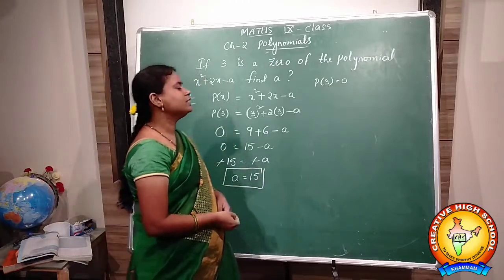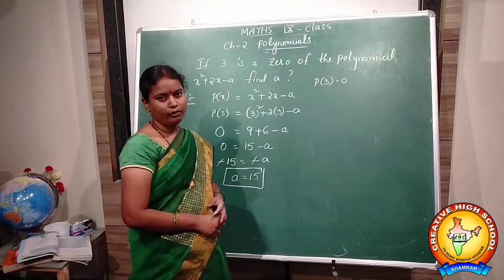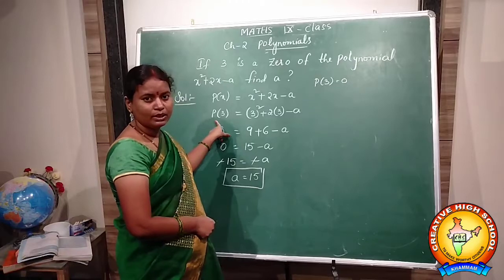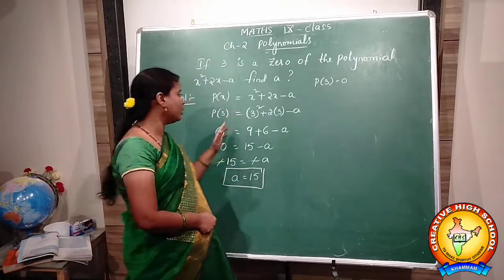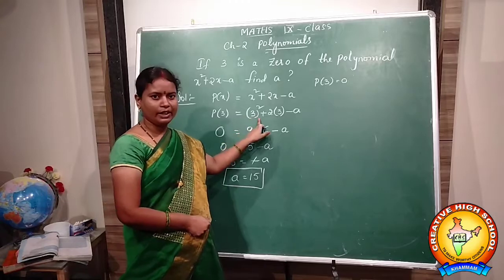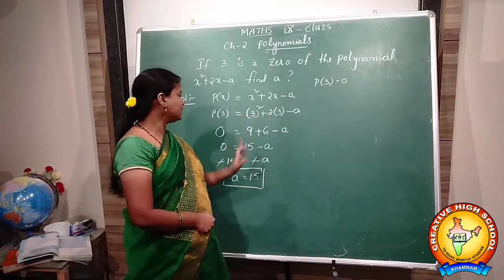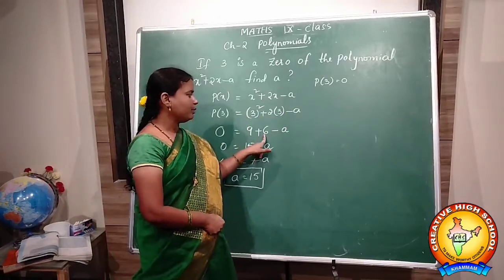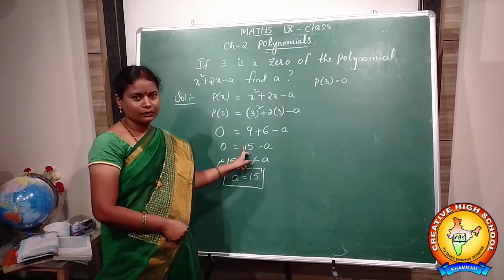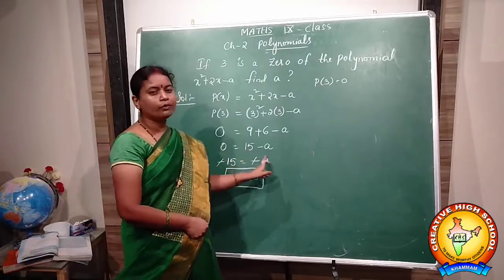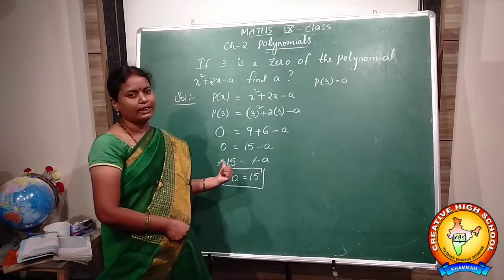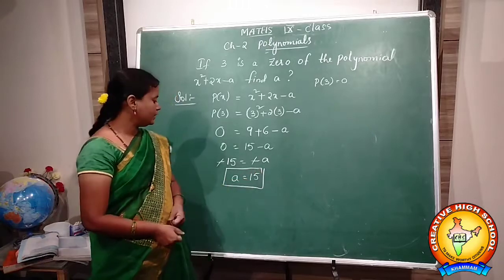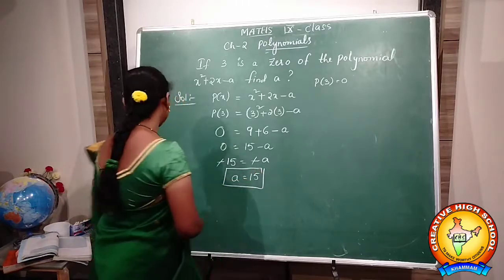If 3 is the zero of this polynomial, we find the value of a. If we substitute 3, P of 3 will become 0 because 3 is the zero of the polynomial. So P of 3 is equal to 3 square plus 2 into 3 minus a, and P of 3 is 0. 3 square is 9, 9 plus 6 is 15, so 0 is equal to 15 minus a. Writing minus 15 on the left side, the minus signs cancel, and a is equal to 15. Okay. Let us see one more problem.